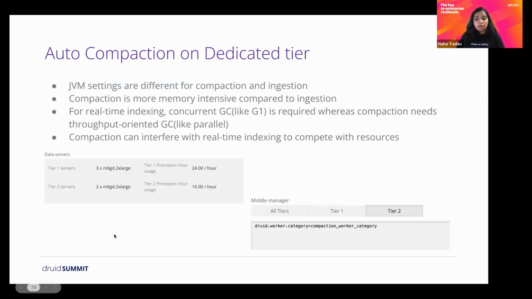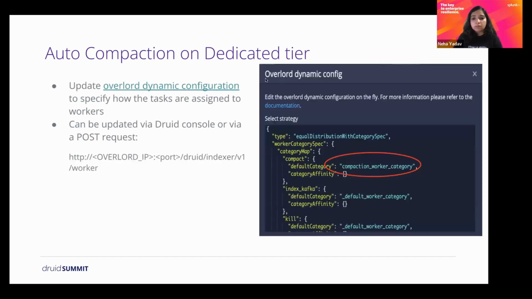So what we did was, through Imply Manager, we were able to easily create two tiers. In one of our dev environments, we ended up adding a tier 2 of 2 data nodes and updated the worker category on the middle manager using the service level properties. The next thing we needed to do was update the overlord dynamic config. We updated it via the Druid console. It can even be done via a POST request. Details are here. We need to make sure that we set our strategy to equalDistribution with a category spec.